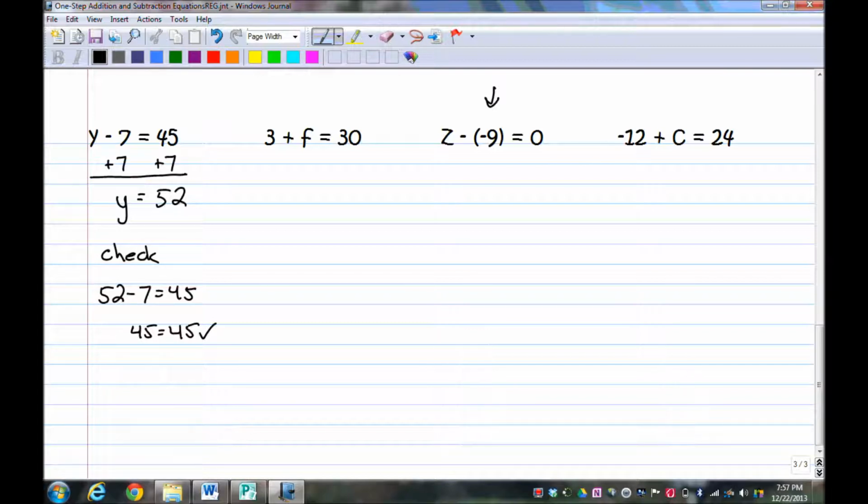All right, first, this one here, I have a positive 3. I want to get rid of it by doing a negative 3.